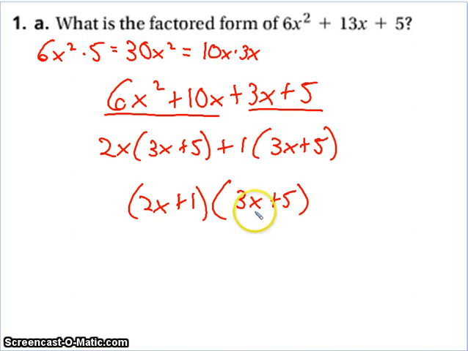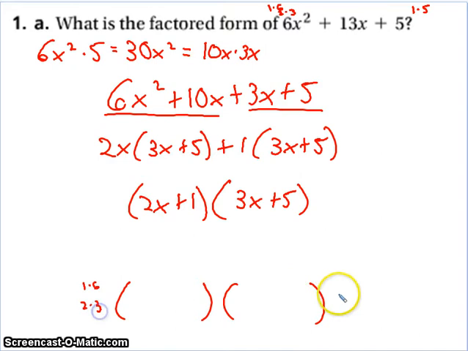Okay. Now the other way to do it would be to think, how can I get 6? I'll jot that down. 1 and 6, 2 and 3. How can I get 5? There's only one way. 1 and 5. Okay. So I need to think of 1 times 6, 2 times 3, and 1 times 5. And the combination should give me 13.